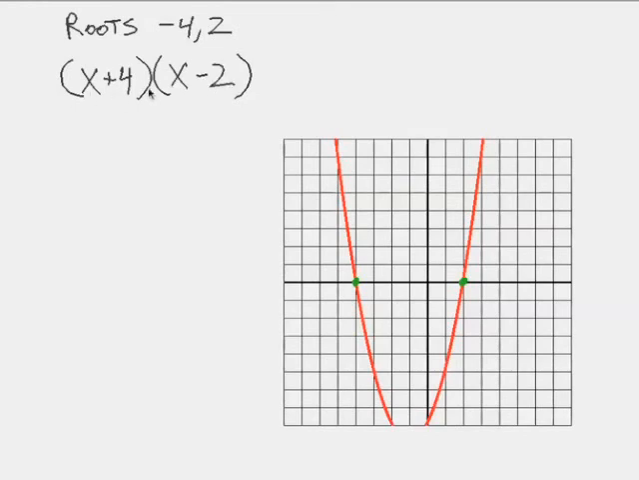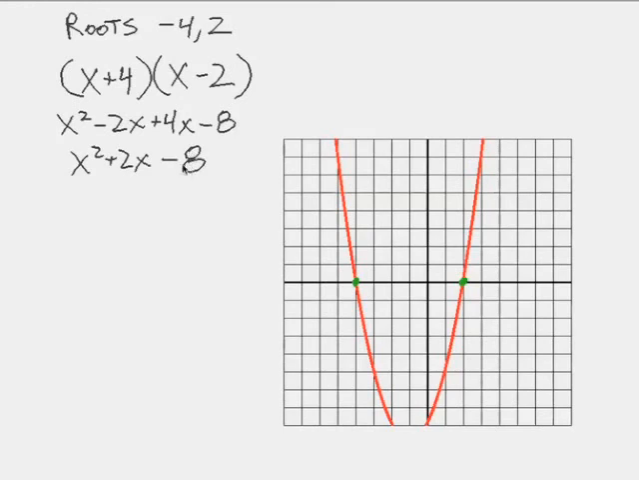Okay, now we just need our quadratic equation. So we can multiply this out. We can either distribute it out or use the sum and product rule. We'll do it both ways, just for the fun of it. So x times x is x squared, x times -2, -2x. 4 times x, 4x. 4 times -2, -8. So add up our like terms, x squared plus 2x minus 8.